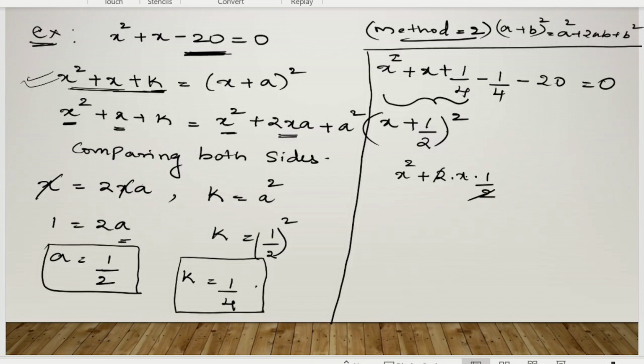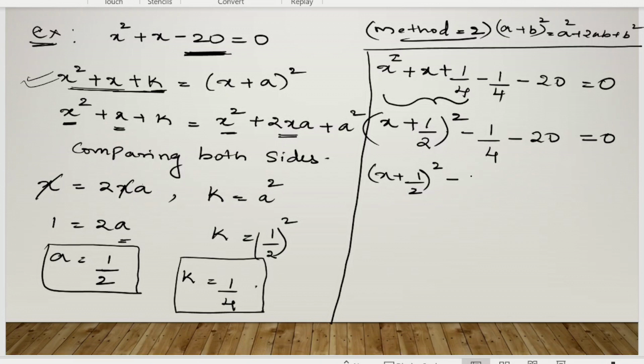2 will get cancelled. You will have (x + 1/2)² is 1/4. So we have expressed x² + x + 1/4 as (x + 1/2) whole square. And we are left with 1/4 minus 1/4 minus 20 is equal to 0. Okay. Now see here, (x + 1/2) whole square.